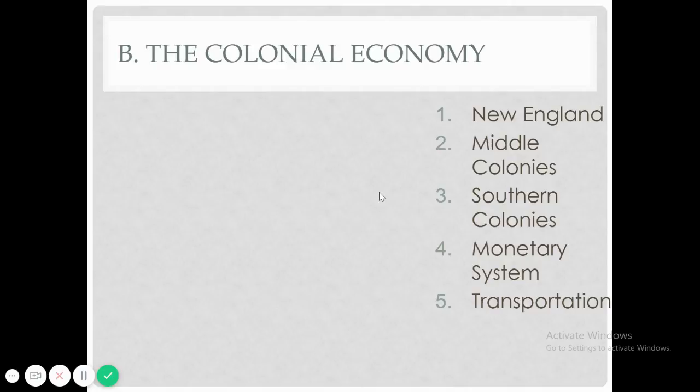So in addition to the long-standing navigation acts, the British government also started to limit colonial manufacturing, particularly of those items that competed with English industries, such as the production of textiles. So because of these mercantilistic policies, and also the richness of American land, the colonies were almost entirely engaged in agriculture. So let's look at the different sections of colonies and talk about their own unique, independent economies.